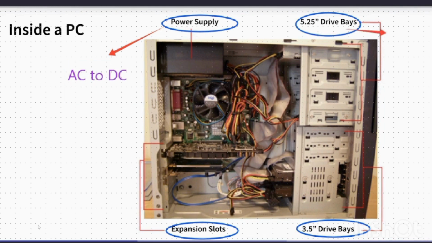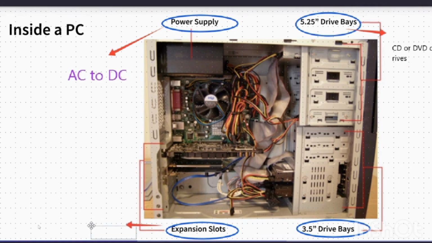Coming to the 5.25 drive bays, in a computer, they are designed to accommodate optical drives such as CD or DVD drives, as well as certain types of front panel accessories like fan controllers or additional USB ports.